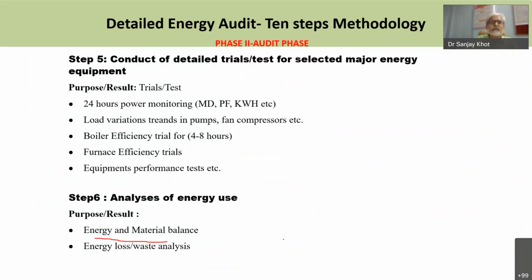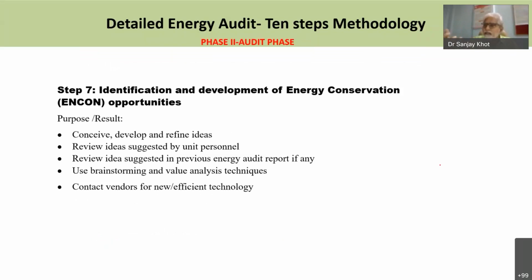The next step is identification and development of energy conservation opportunities. So far we have collected all the electricity bills and invoices, done analysis of them, taken trials on the different machines, and taken measurements of all these appliances. On that basis we have to suggest how to conserve electricity. This brainstorming session is step 7, called energy conservation opportunities, that we need to decide.